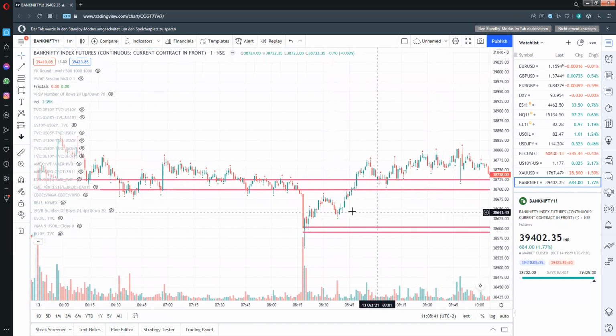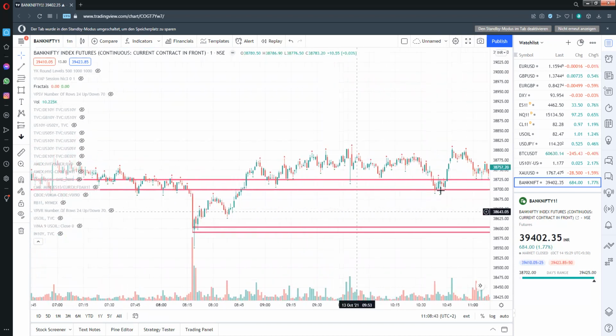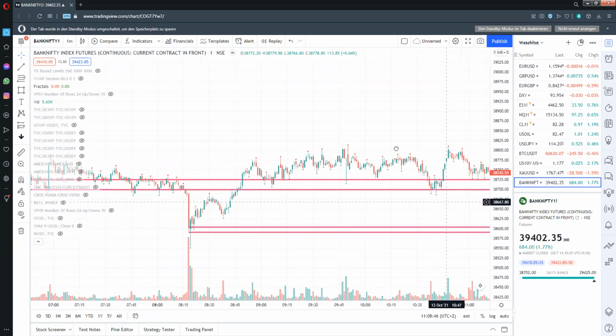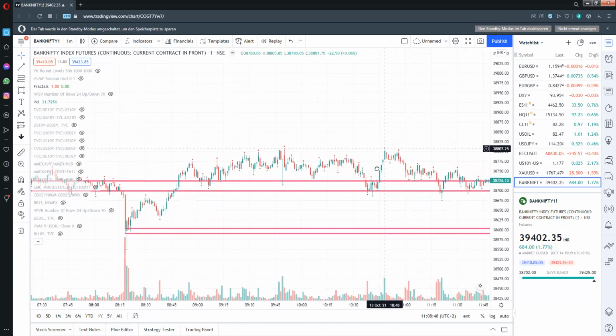Now we keep going. Look at this level here. Is it a buy opportunity? Yes, it is. Is it a buy opportunity? Yes, it is.